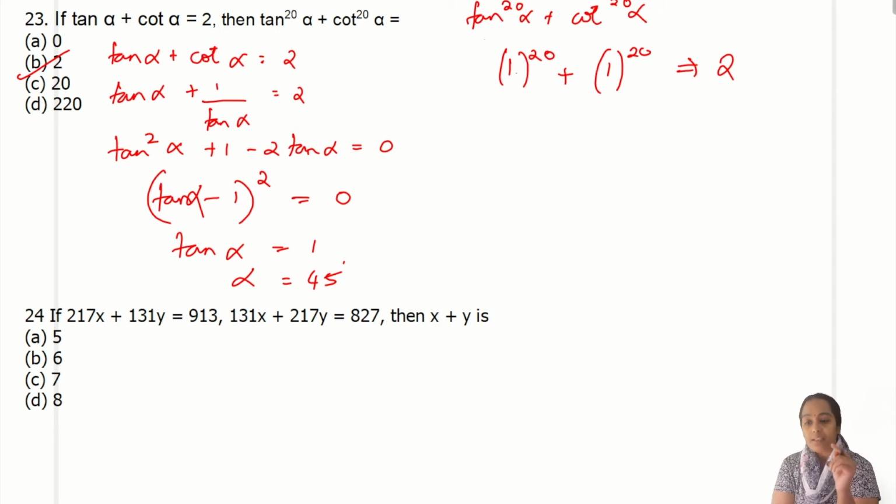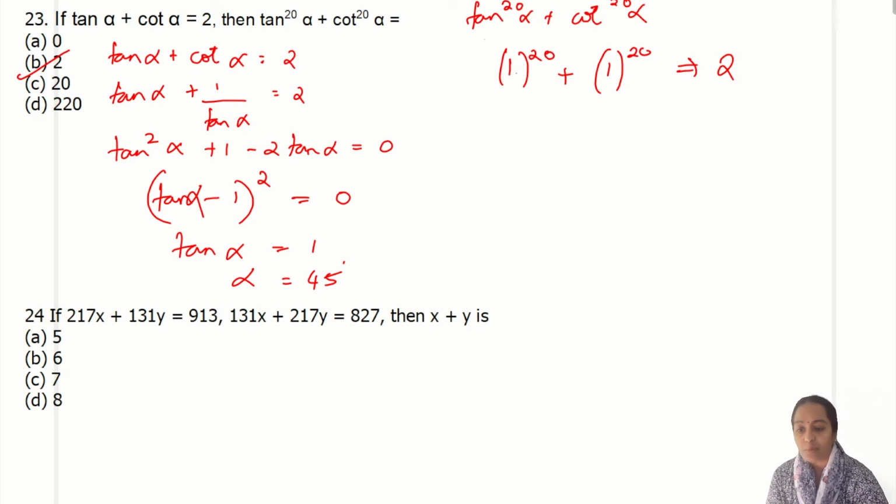Okay, now we have the 24th question. If 217x plus 131y equals 913, and 131x plus 217y equals 827, then what is x plus y? So this is what is asked in the question.